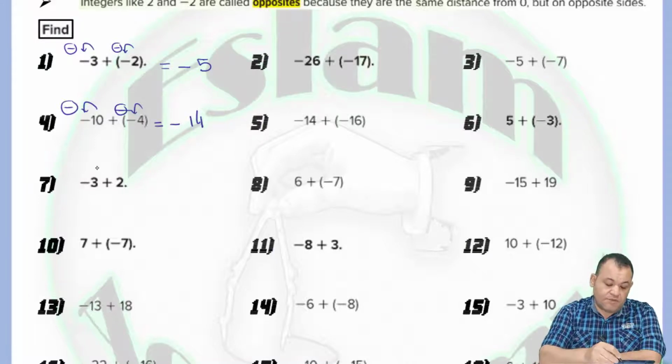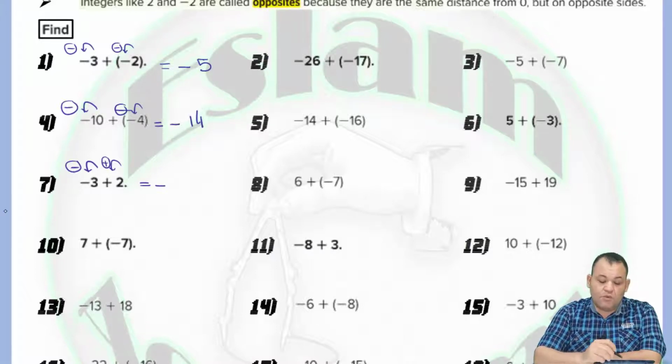Again for question number 7. 3 is negative. 2 is positive. Now the greatest number is 3, and 3 is a negative value, so just write the answer as negative. Now the two numbers have different signs. One of them is negative and the other is positive. With the two numbers having different signs, we will subtract them. 3 minus 2 equals 1. The greatest number minus the smallest number equals 1.